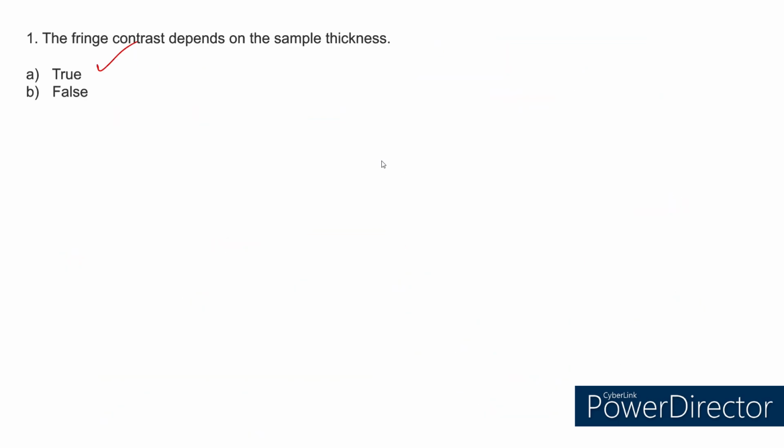Next, considering the questions: the fringe contrast depends upon the sample thickness. That is true. As the thickness variation will give different contrast, and hence we can tell how uniform the sample is.